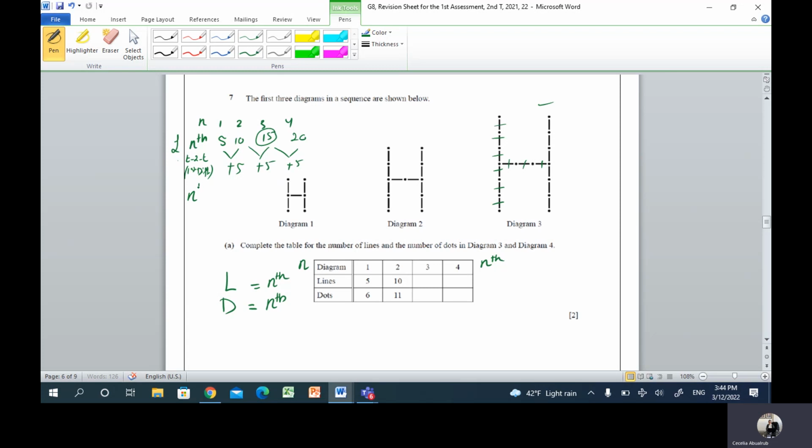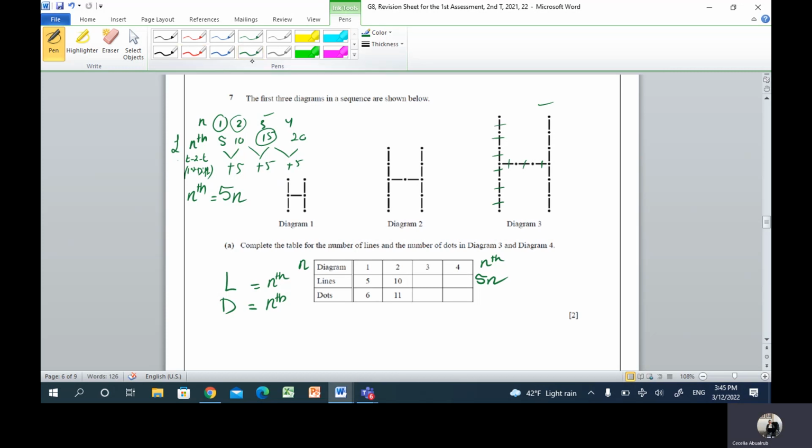Accordingly, I go immediately and I say the nth term is equal to, the difference is 5 times n. Go to the first n. 5 times 1, 5. So I don't need to add or subtract any number here. 5 times 2, 10. Yay. 5 times 3, 15, which means the nth term for lines is 5n.